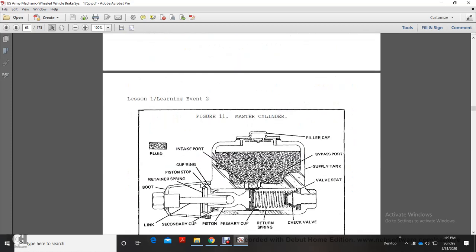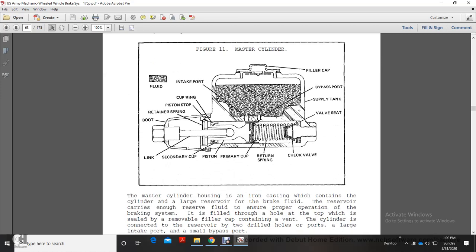Figure 11 shows the master cylinder. The fluid is in gray. The intake port with the filler cap, bypass port, supply tank valve seat, and check valve with the return spring, primary cup, piston, and secondary cup, linkage, and boot. And that's your master cylinder.